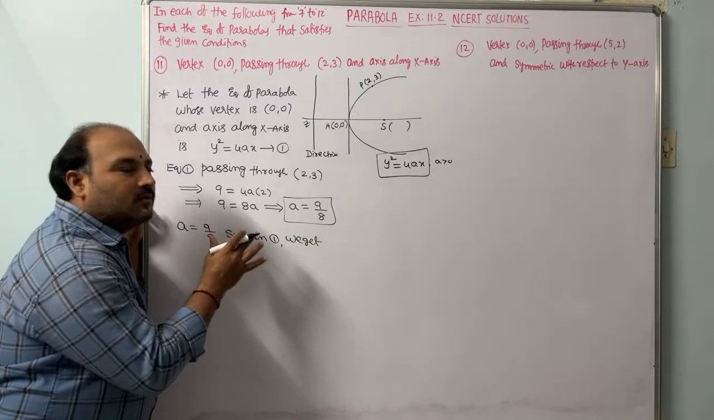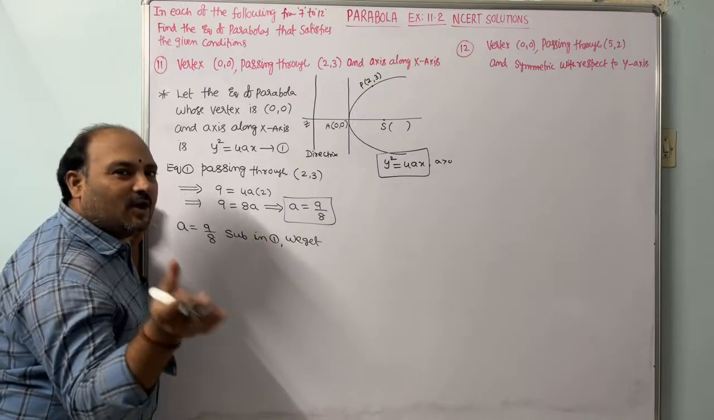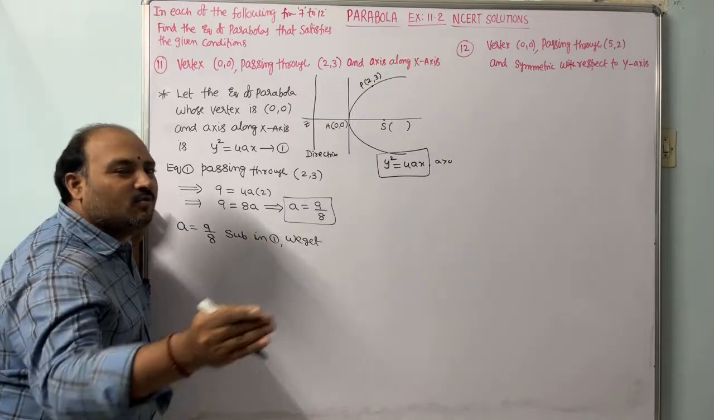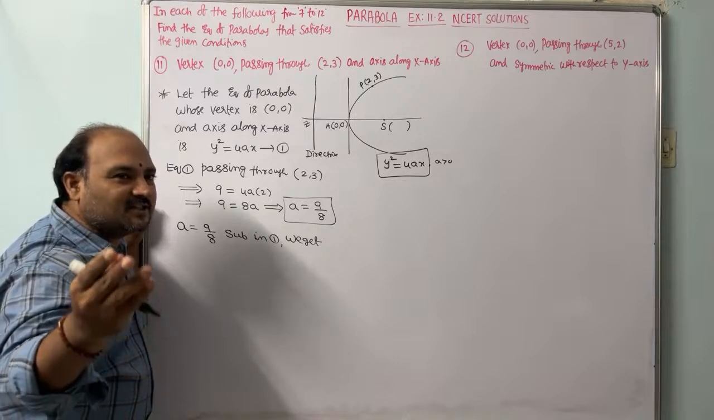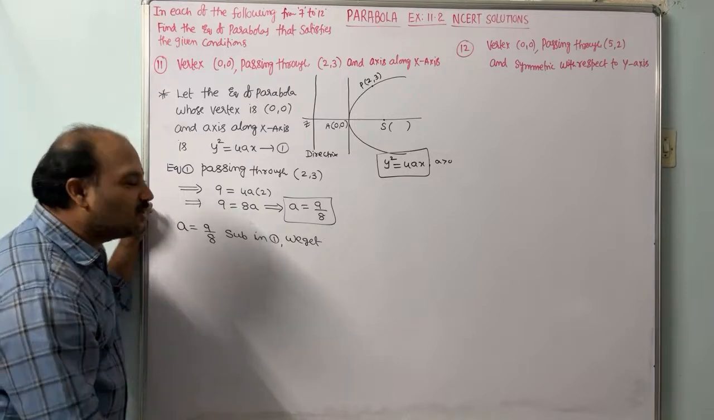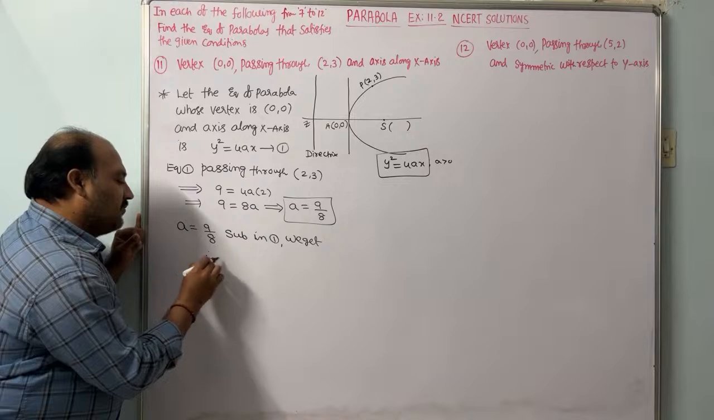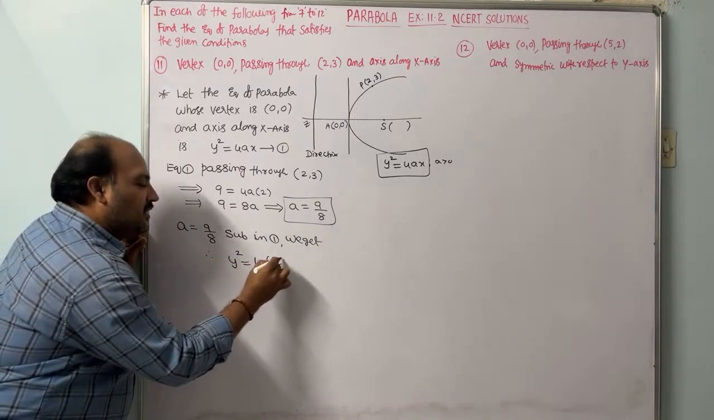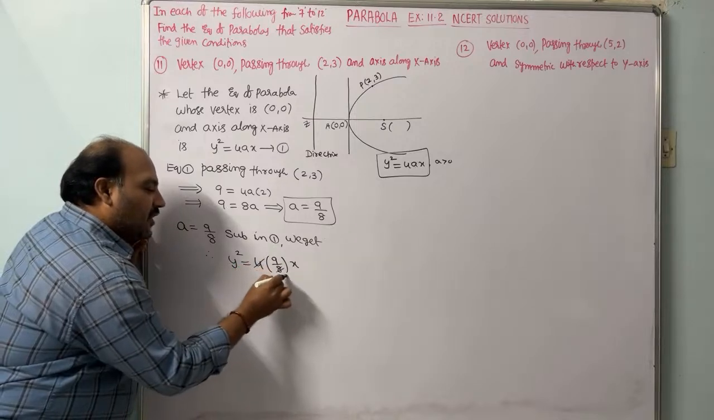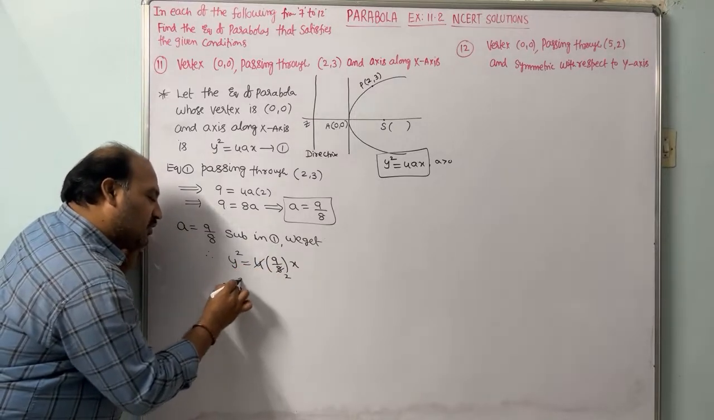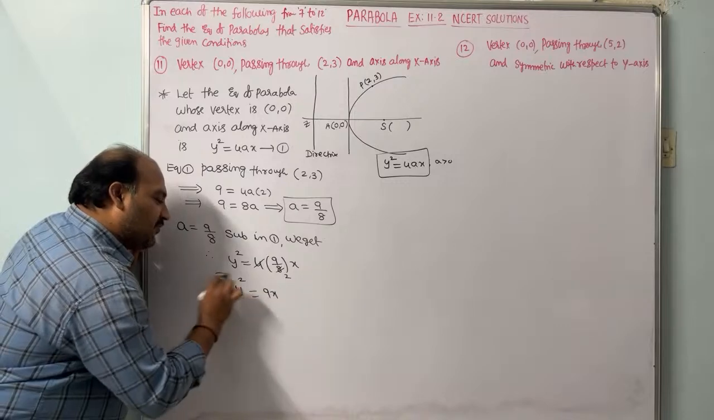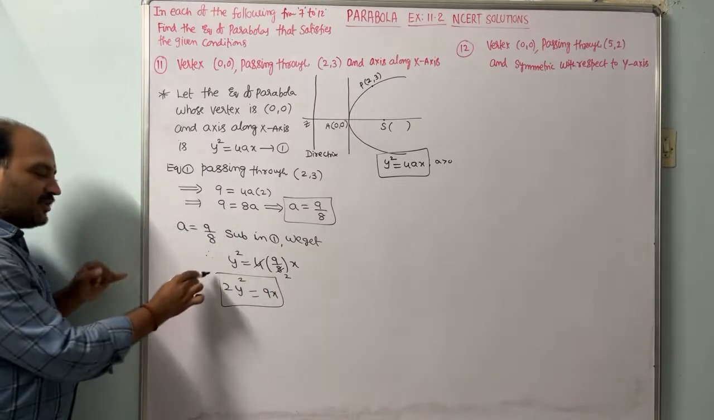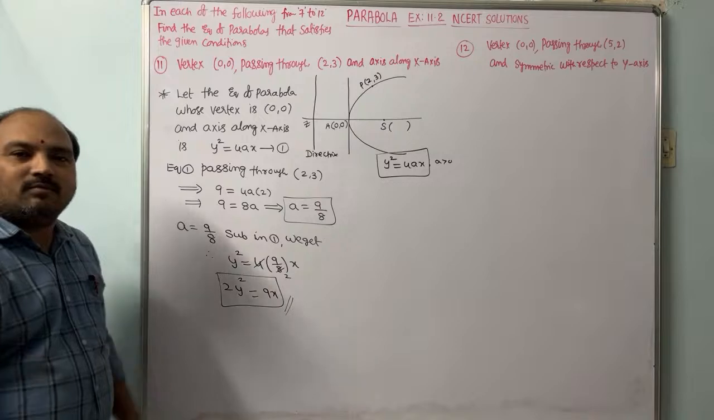these types of basics I already explained in my other channel. Once you go there, dear students, in the description box I provided the link also. y square equal to 4 into 9 by 8 into x. So cross multiply, 2y square equal to 9x, which is the required equation of parabola.